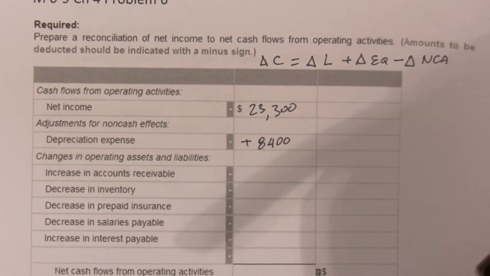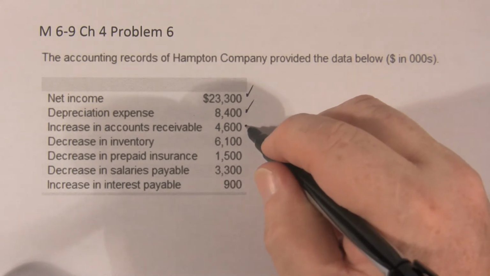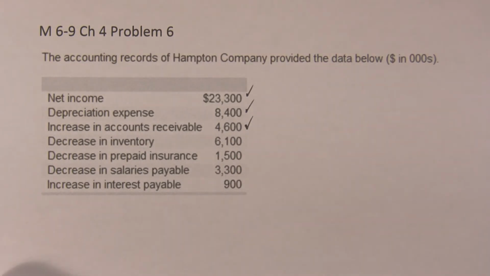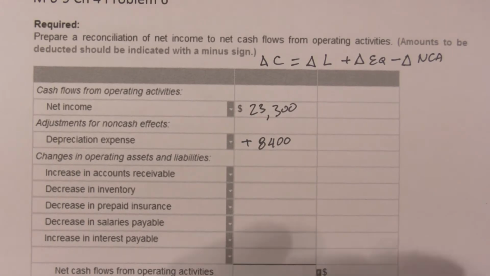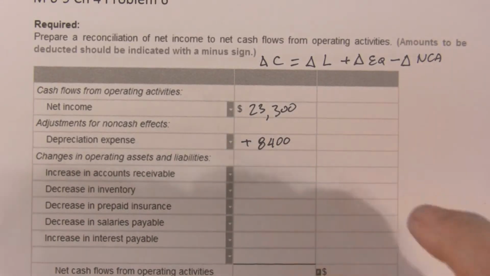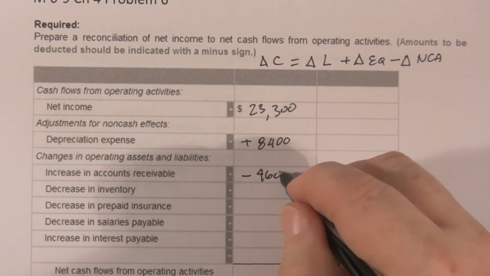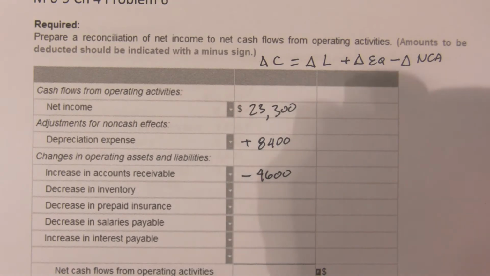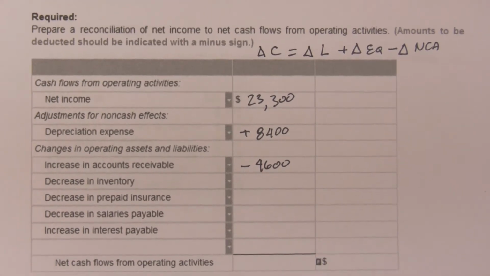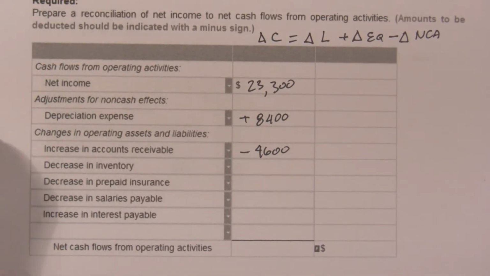Next thing we need to talk about, and I'm just going to write down the increase in accounts receivable. Accounts receivable goes up. It's a non-cash asset. It goes up. Cash goes down. Another way to think about that is if our accounts receivable went up, more people bought stuff than paid for stuff. That's what would make accounts receivable go up. Okay.